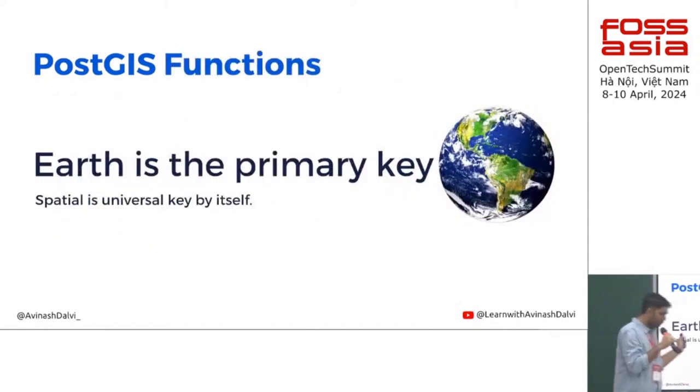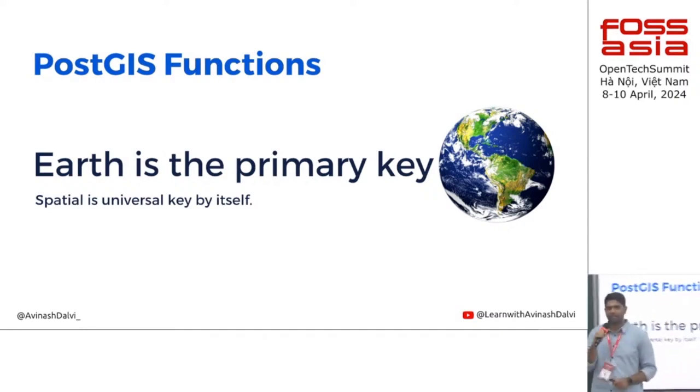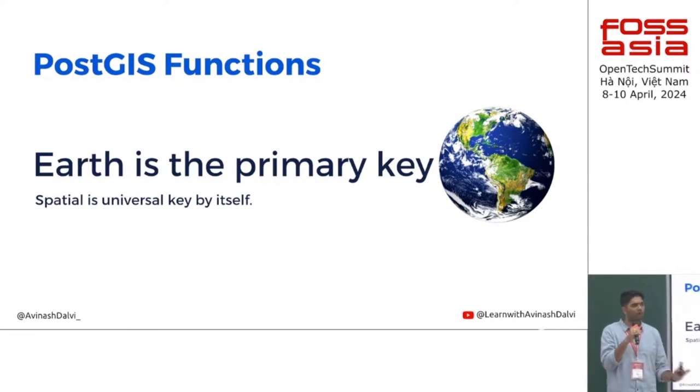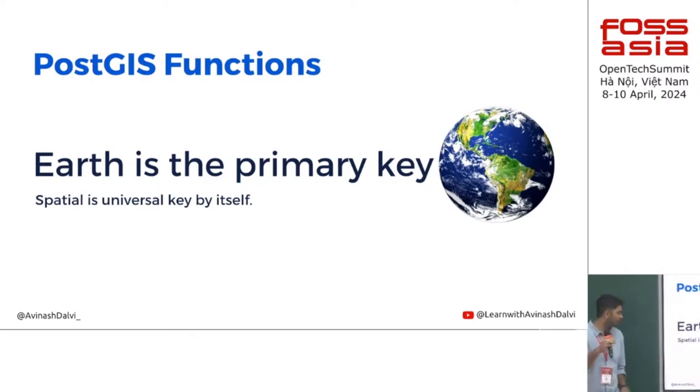Yeah, so this is one important slide. As I mentioned in my earlier talks just now, Earth is your primary key, and spatial is a universal key by itself. So make sure that when you're dealing with geospatial data, your geo coordinate itself is a primary key. You don't require any extra primary key to define that. When you have a column, automatically your coordinate becomes the primary key. So that's another amazing part of geospatial data. You don't have to worry about what your column will be and what can be a primary key.